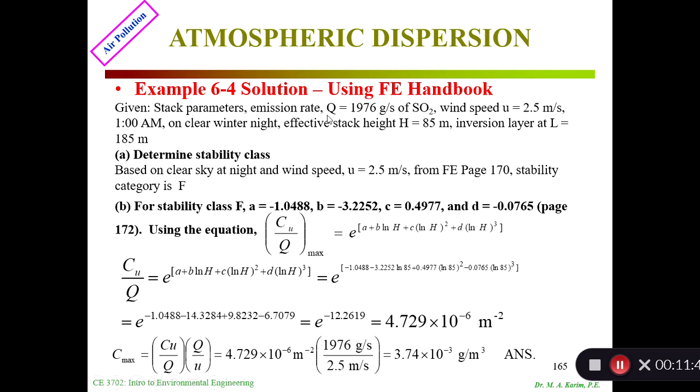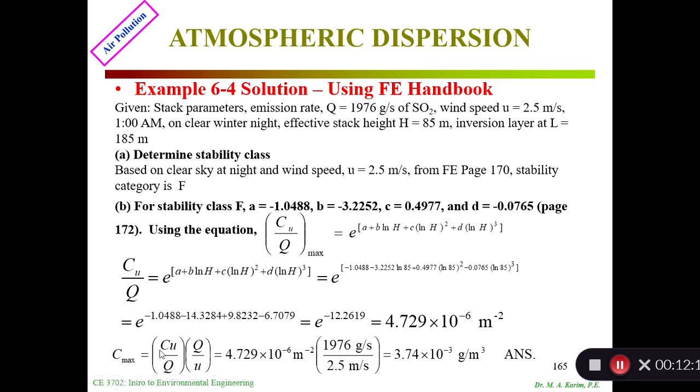Tables and everything. Q equal to 1976. Wind speed is this. Everything is here. Determine the stability class based on the clear sky. Page 170, I think I have the older version. Stability category is F. Now for stability category F, A equal to this from the table. You remember that from the table, right? Page 172, using this equation, if we calculate it, I got 4.27 times 10 to the minus 6 per meter square.